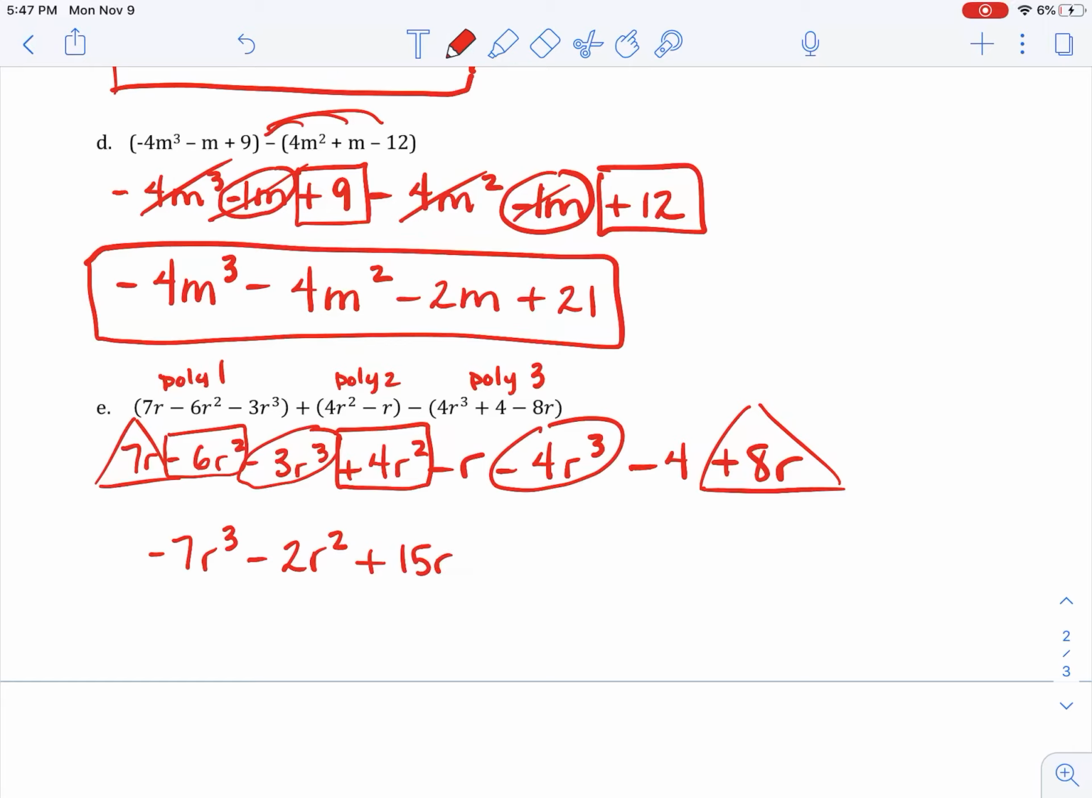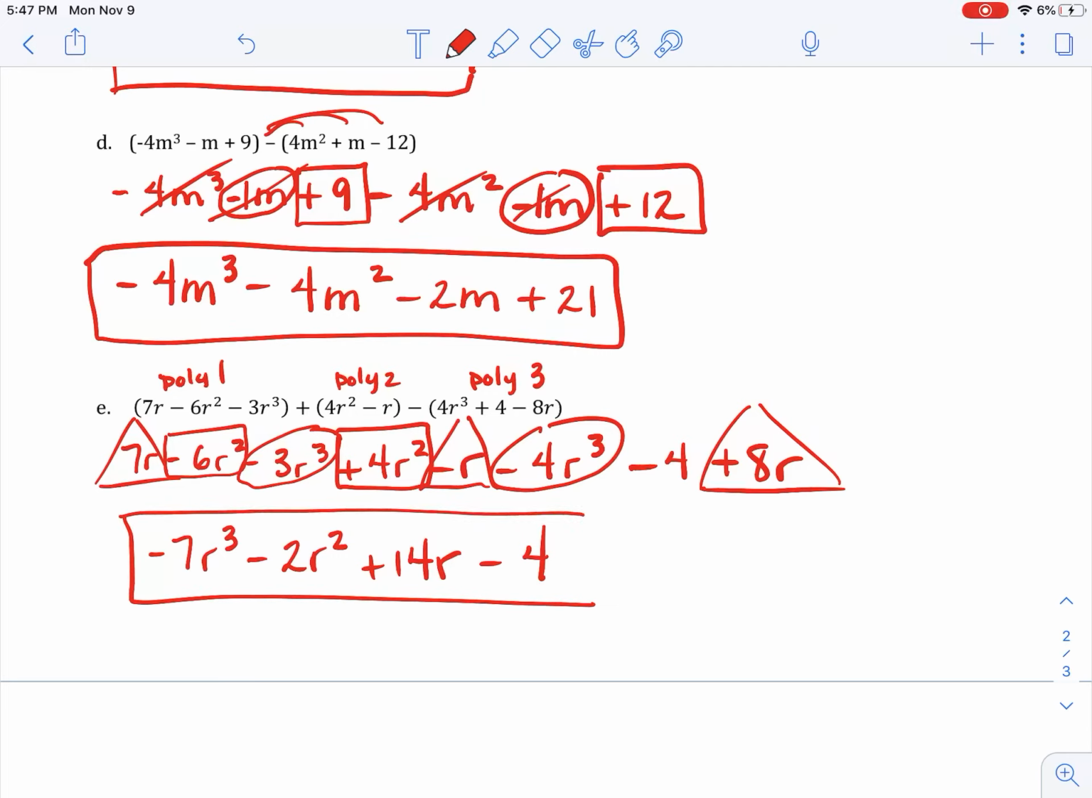And then, oops, I missed one. What about this negative r? See, this is a good reason for shape coding, because then you see if you miss something. It's also maybe you want to cross things off as you go. That could help you if you missed anything. So I should have added up all the triangular things. So a 7r minus r is a 6r, and a 6r and an 8r makes 14r. And then always end with your constant. There's only one constant left, so it doesn't get combined with anybody.